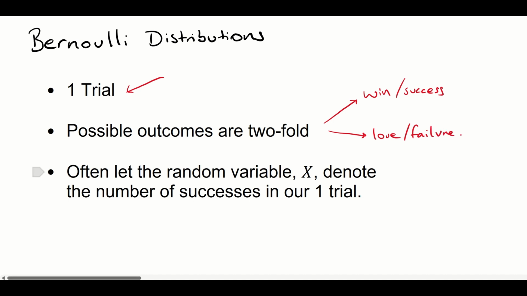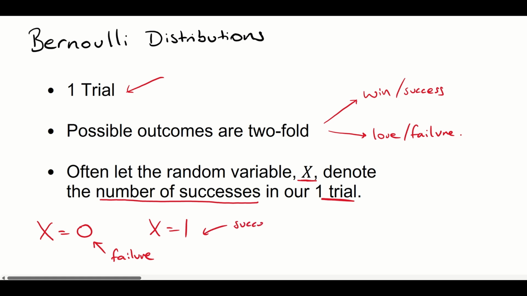So what we do is we let the random variable x denote the number of successes in our one trial. So if we were to lose, so if we failed, then x would be 0. We've got no successes. If we were to succeed, or we were to win, then x would be 1 because we've had one success. Now we can't get any more than one success because we're only doing the one trial. So it's impossible to have x to be anything other than 0 or 1. So x is 0 if we were to have failure, and x is 1 if we were to have a success.